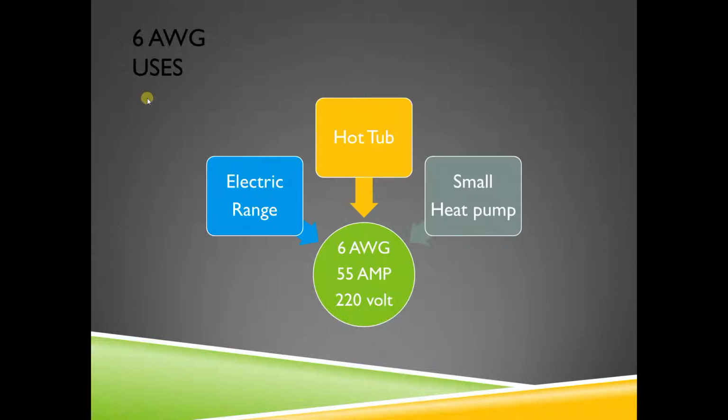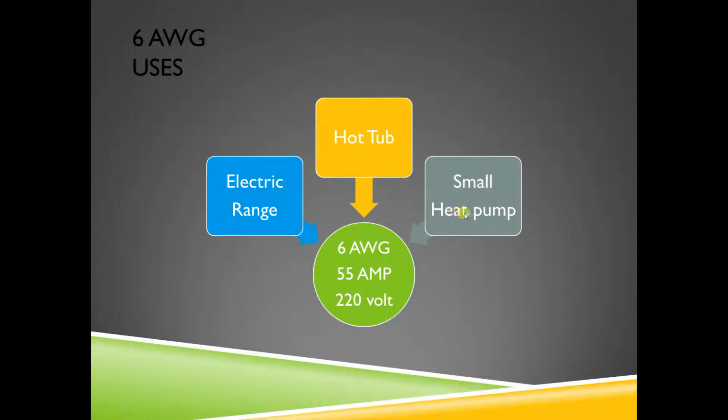Number 6 wire and some of its uses. Again, you'll see the 220 volt at the bottom because all of the items here will be run on a 220 volt circuit. 6 gauge wire is good for 55 amps. And some of the uses would be an electric range or a hot tub, not to be confused with a hydro massage tub. The hot tub is a tub that actually has electric heaters built into it that heat the water and keep the water at a set temperature and so forth and so on.